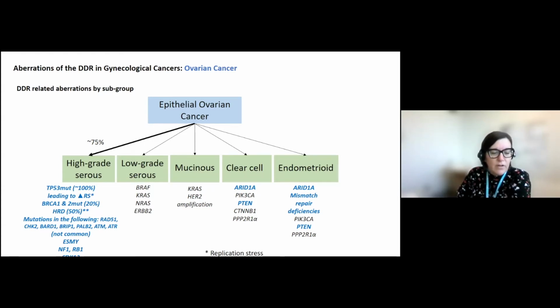And then there are other deficiencies that we can also target related to the DNA damage response. Looking at clear cell, we know that ARID1A mutations are common. PTEN, which is a regulator of RAD51, is also common. And in endometrioid, we also see ARID1A and PTEN abnormalities, and we know we can see mismatch repair deficiencies.